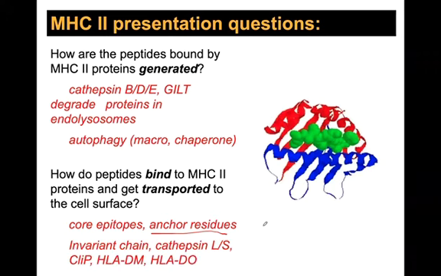And then you should be able to tell me, what does the invariant chain do? It's degraded by cathepsin L and S, although I just said I wouldn't ask you on that, so let's take that one out. And then what is the role of CLIP, HLA-DM, and HLA-DO? CLIP is the part of the invariant chain that remains bound to the MHC2. DM allows you to exchange that for other peptides, and DO is resetting DM.